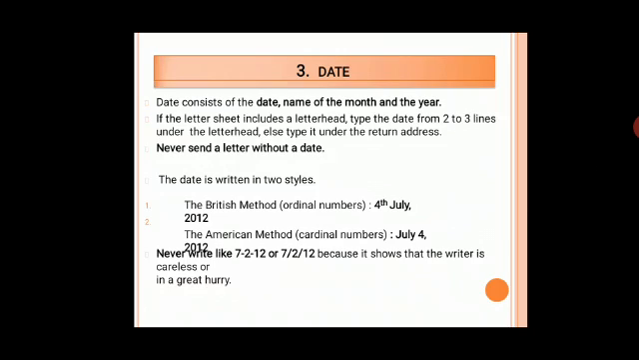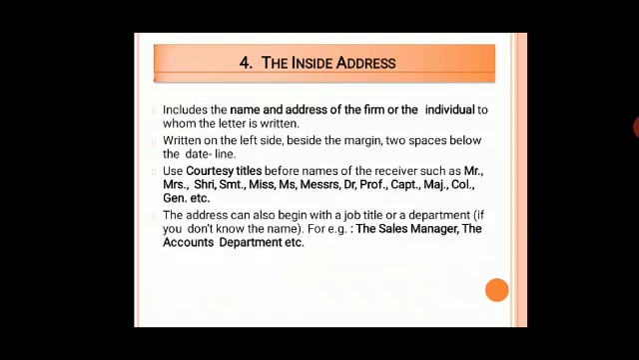In the British method, which we use, 4th July, 2012, or today's date might be 24th September 2020. That means we use ordinal numbers. Now the American method, they use cardinal numbers. They write July 4th, 2012. Never write the date like 7/2/12 with hyphens or slashes, because it shows that the writer is careless or in a great hurry.